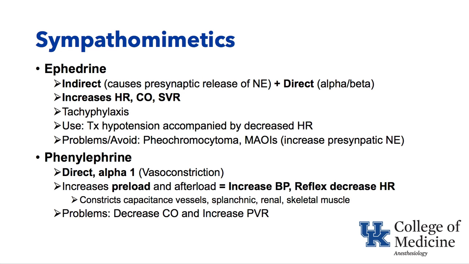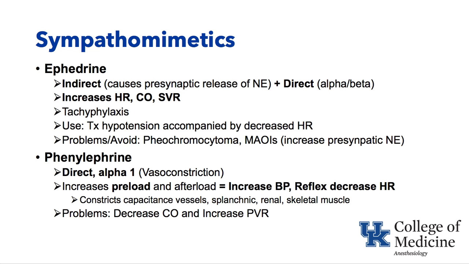Ephedrine is a commonly used medication in the operating room when a patient is hypotensive and bradycardic. Ephedrine has both an indirect and a direct effect. Its indirect effect is to cause presynaptic release of norepinephrine. Remember that norepinephrine has both alpha and beta 1 effects. Its direct effect is on the alpha and beta receptors themselves, causing an agonistic effect. So if it's agonistic at the alpha and beta receptor by an indirect and direct mechanism, it's going to result in increased heart rate via beta 1, cardiac output, and systemic vascular resistance will go up because of alpha agonism.